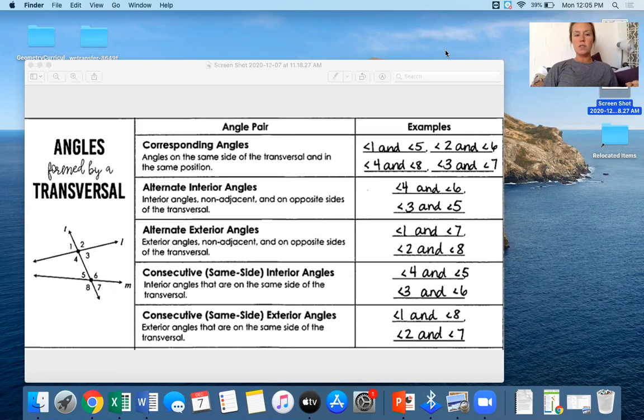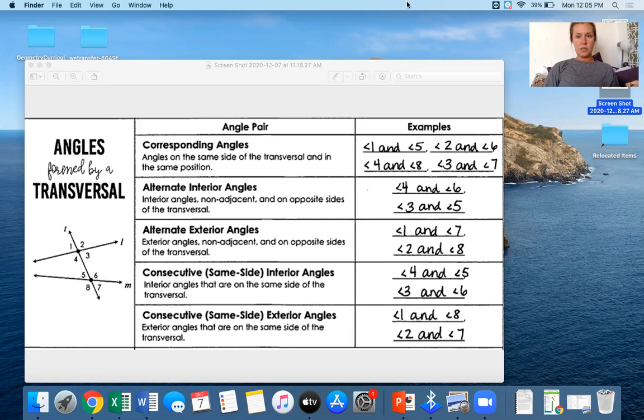So our first term is corresponding angles, and corresponding angles are on the same side of the transversal and in the same position. Then you have alternate interior angles. Alternate interior angles are interior angles, non-adjacent, and on opposite sides of the transversal. Then you have alternate exterior angles. Exterior angles are non-adjacent and on opposite sides of the transversal. Consecutive interior are on the same side, and they were both on the interior. And then if you have consecutive exterior, they're going to be on the same side, but on the outside.